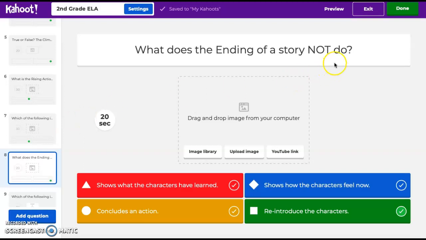For number 8, I have what does the ending of a story not do? This is like a negative type question. The ending of a story does all of these three things. It concludes an action, it shows what the characters have learned, and it shows how the characters feel now at the end of the story. But what it doesn't do is reintroduce the characters. So what does the story not do? It doesn't reintroduce the characters, and so this is the correct answer.